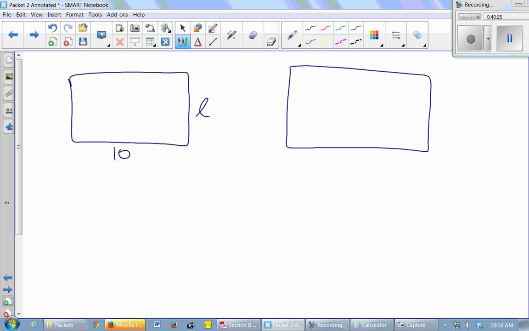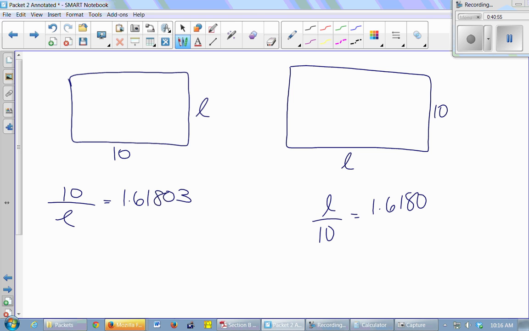Because it was not clear from the question which is length and which is height, there are two possible answers based on the way the question is worded. In this case, 10 is the longer side, so I would say longer side divided by shorter side is the golden ratio, because I said it's a golden rectangle, right? My longer side is L, so I would say L divided by 10 is the golden ratio. And you don't have to do it both ways. Whichever way you drew this picture would get full credit.